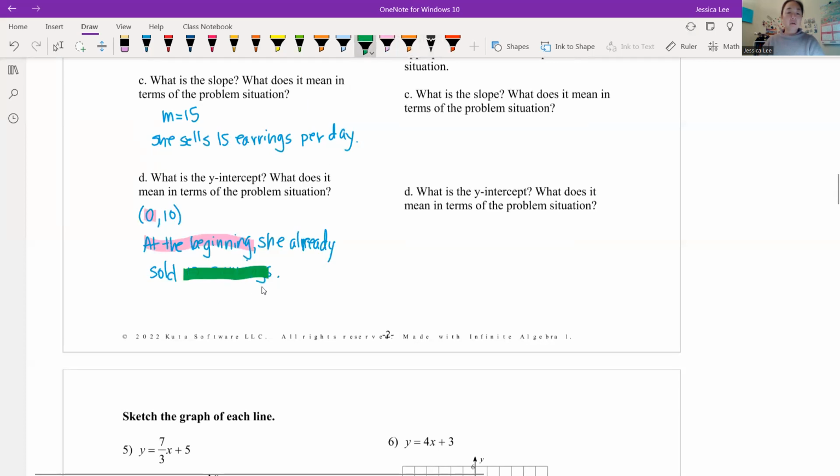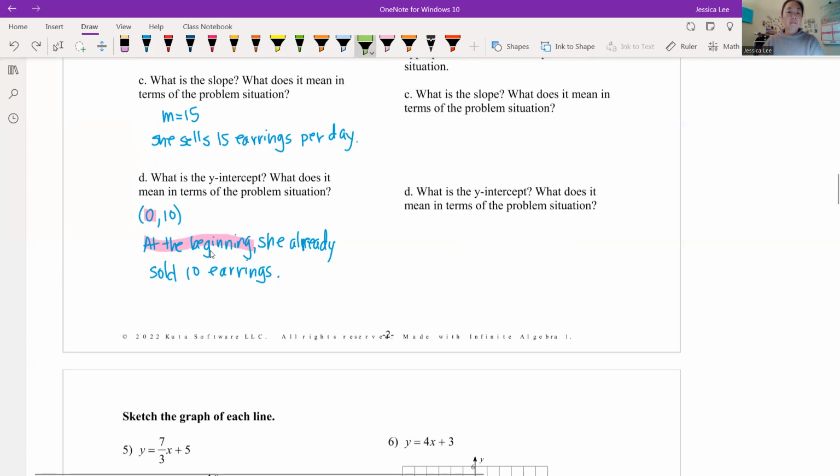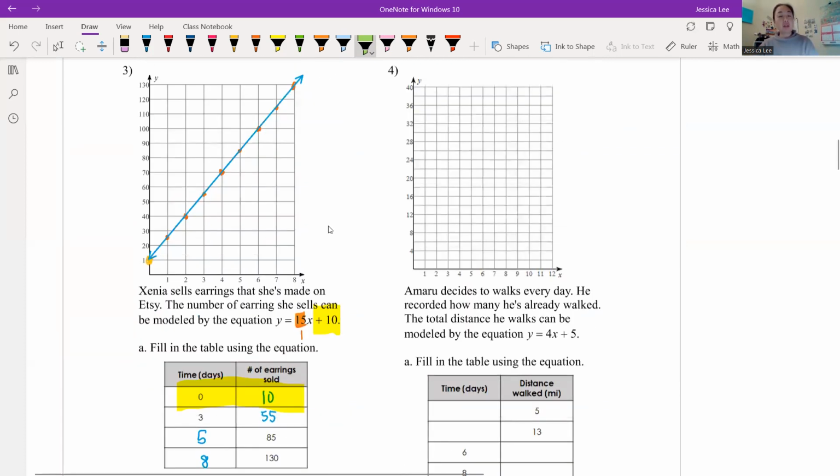And then I'll make green. And she sold 10. Oh, I don't see that very well. Let's try a different one. Let's try this. So 10 earrings right here, that is this 10. So remember, both numbers have to be represented in percentages. All right, let's try this one more time. Again, you try this yourself and then press play. So pause right now.